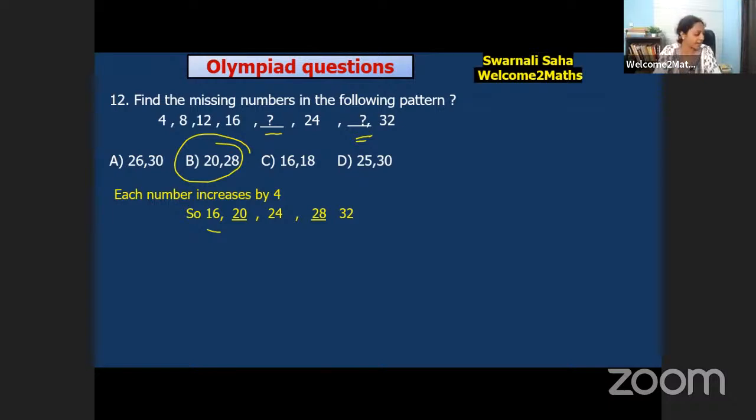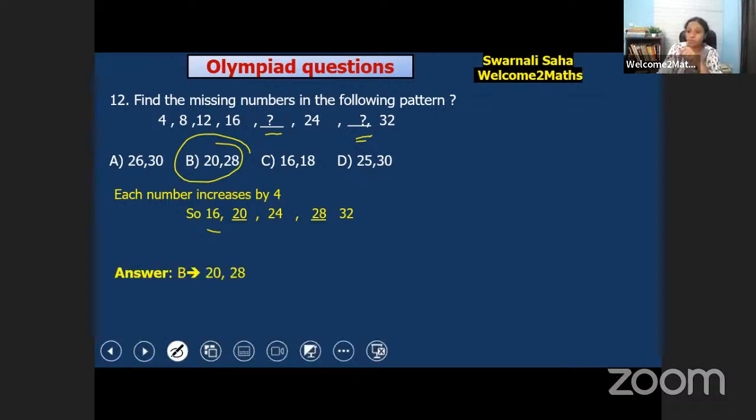It's 20 and 28. Increases by 4 and it is also the table of 4. 4 2s are 8, 4 3s are 12, 4 4s are 16. You can see now, 4 5s are 20, 4 6s are 24. In this way, the answer would be 20 and 28. Fine. Very good. Option B is the right one. So now, next question.